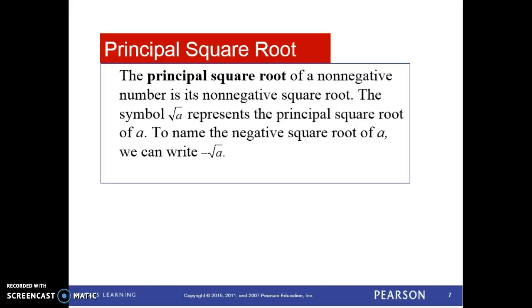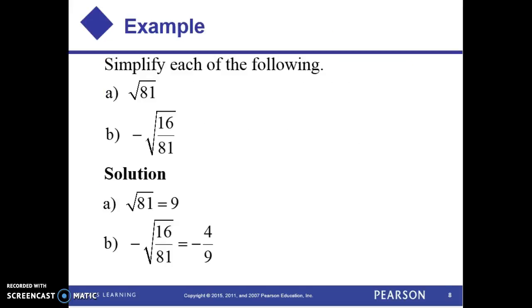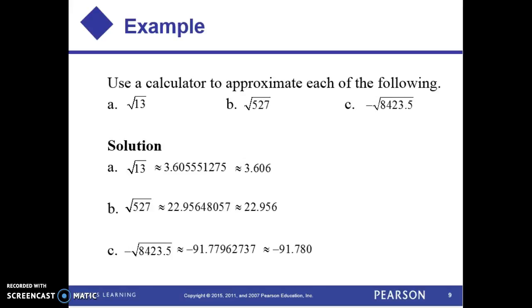So we're going to be going through and doing some examples, simplifying all of these. Here's just some basics. The square root of 81 is going to be 9. The negative square root of 16 over 81 is negative 4 over 9. So notice they have that negative symbol on the outside. So this is just how to use your calculator to approximate some of these. Keep in mind that not everything is what we call a perfect square. So when they ask you to find the approximation, they're going to typically tell you what place to round to.